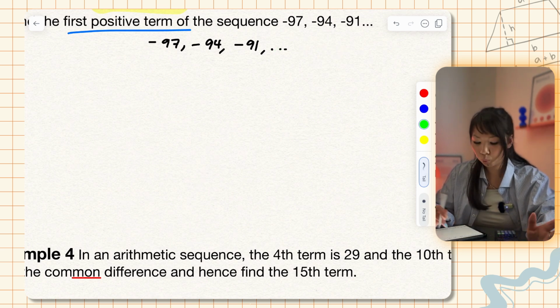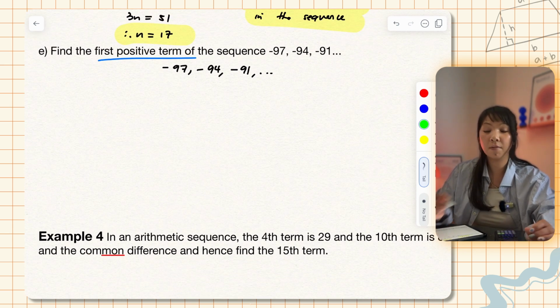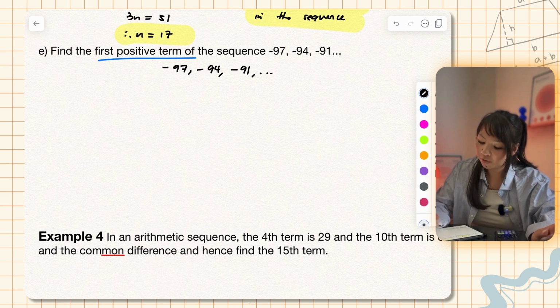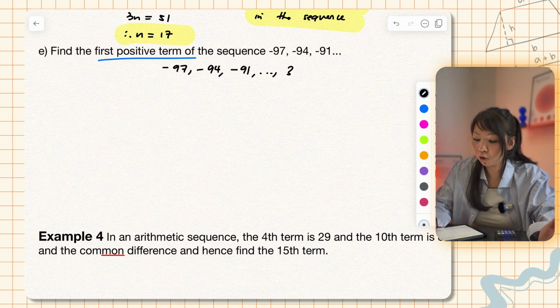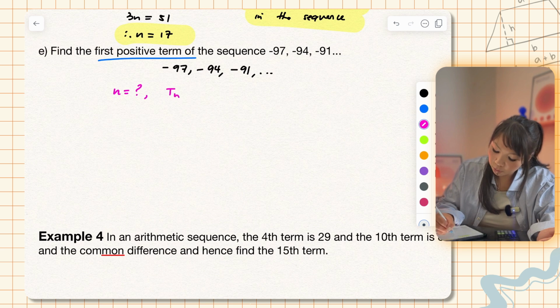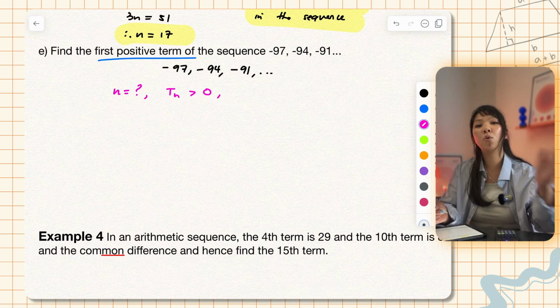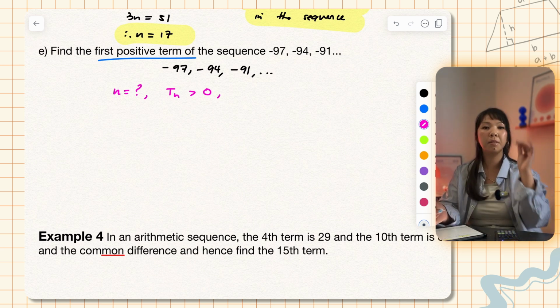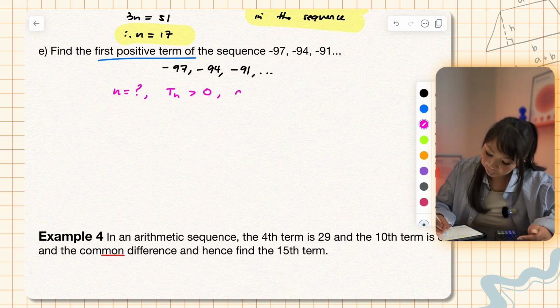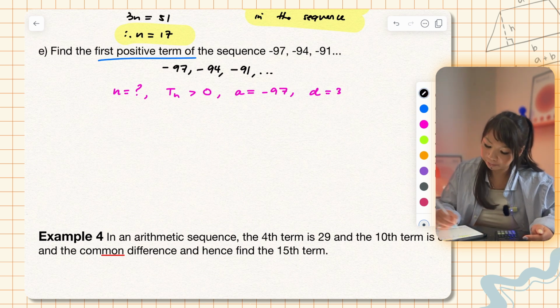So we're trying to figure out what is the first positive term and what is the n value that corresponds to that. The first positive term might be 1, it might be 2, it might be 3, who knows? We're going to figure it out. So what I'm going to do is figure out what is the n value that corresponds to the Tn or the term itself being positive. And in order to be positive, I don't just say equals to 0, it means it's greater than 0. I'm going to let a equal -97 and the difference is going to be a positive 3.